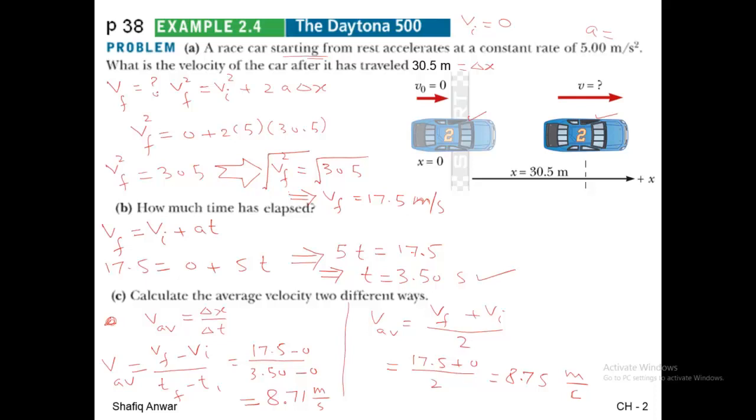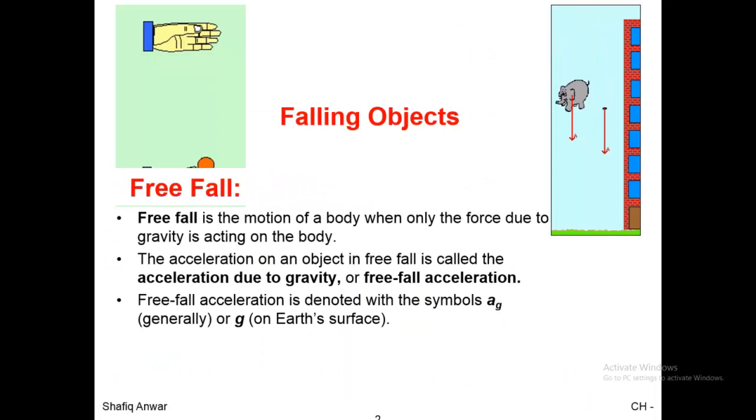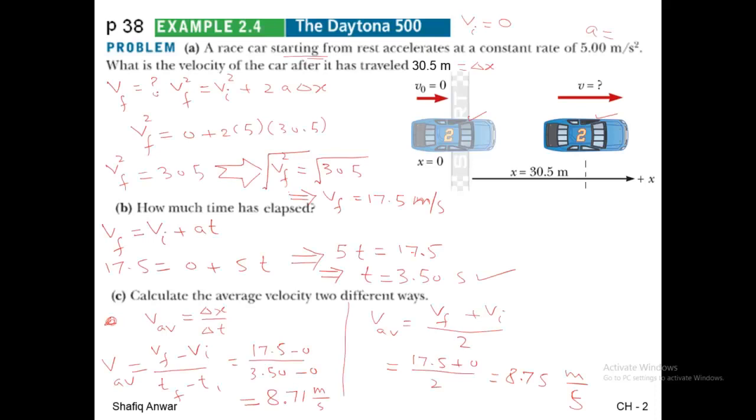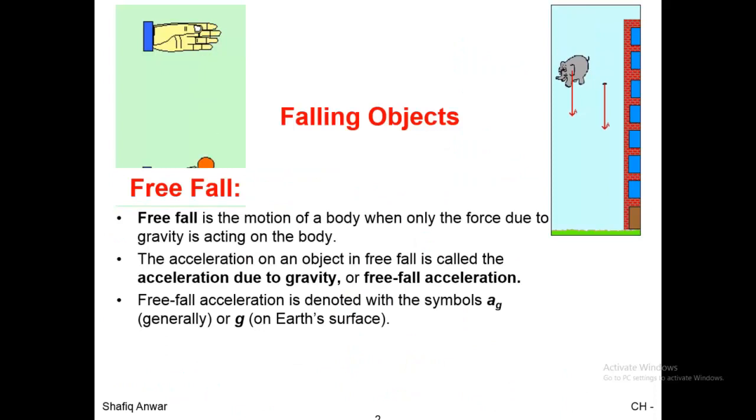Alright, so this is meter per second. That's it. Then we are going to discuss, up to now we discussed the motion along a single line, of course, along the x-axis. Now, what happens if you have motion along the y-axis? The object is going up or falling down.